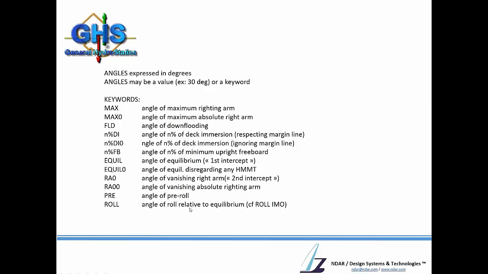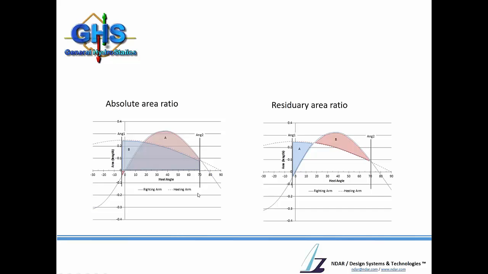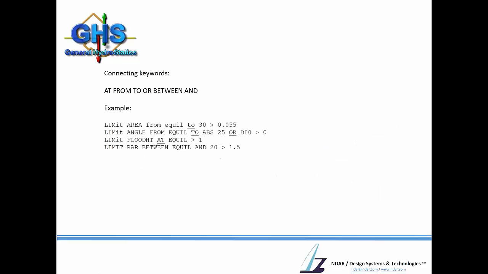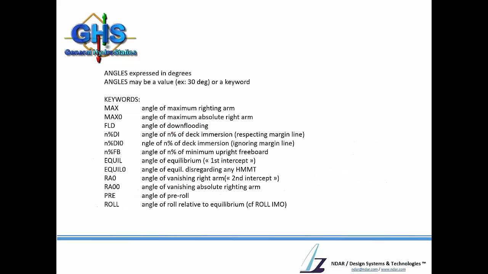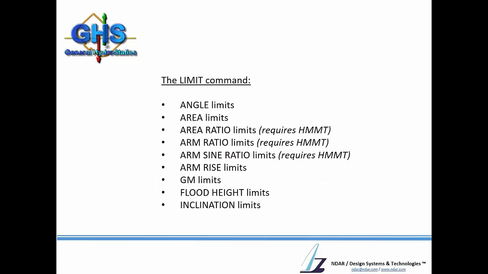This is the angle of pre-roll, and roll is the angle of roll relative to equilibrium. Those two are related to the roll IMO and roll calculation typically used for the severe weather criteria. Before I go into explaining those in detail, I will come back one up. So I was explaining about angle limits, area ratio limits.